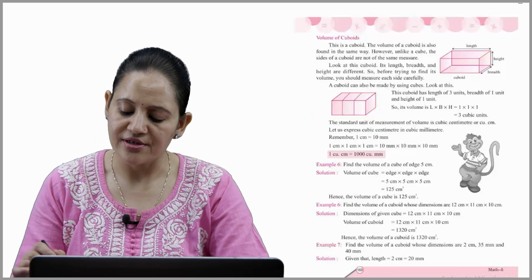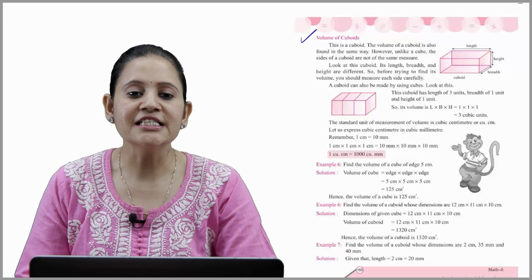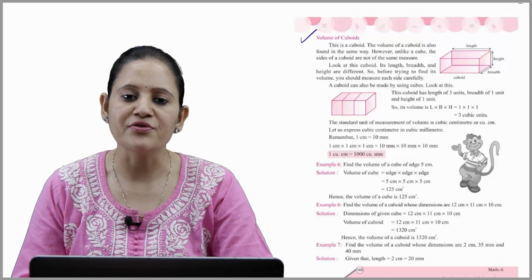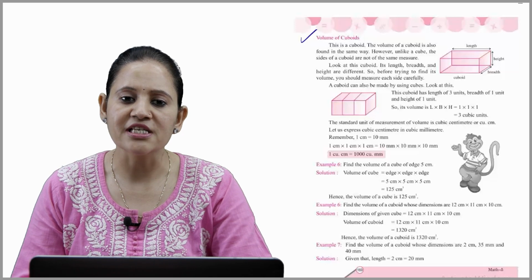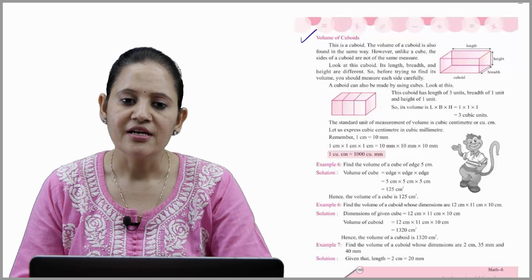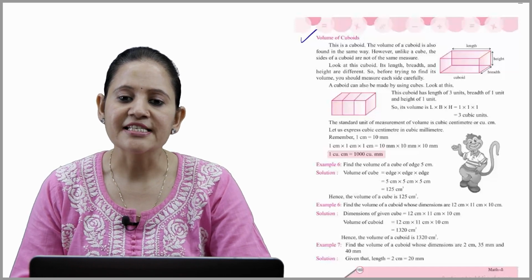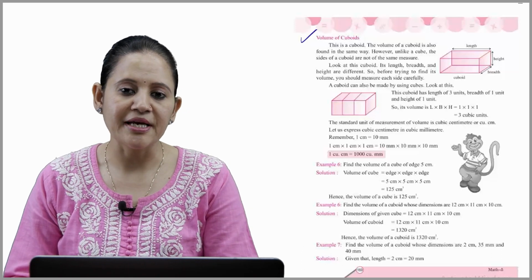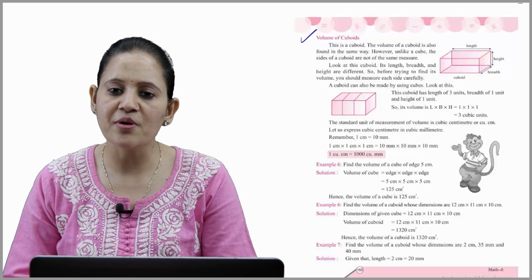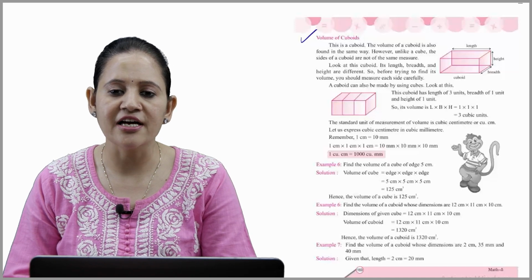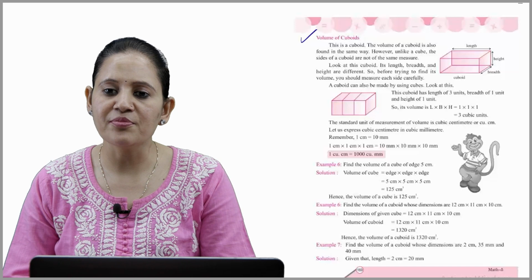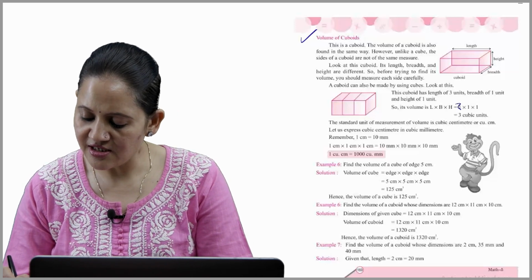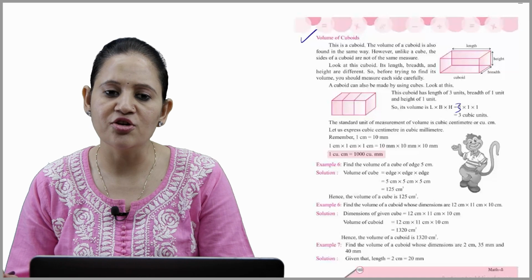Next is volume of a cuboid. This is a cuboid. The volume of a cuboid is also found the same way. However, unlike the cube, the sides of a cuboid are not the same measure. In a cuboid, opposite faces are equal. So look at this cuboid. Its length, breadth and height are different. So before trying to find its volume, you should measure each side carefully. A cuboid can also be made by using cubes. Look at this. This cuboid has a length of 3 unit, breadth 1 unit and height of 1 unit. So the volume is L into B into H, that means 3 multiplied by 1 into 1, that is 3 cubic unit.